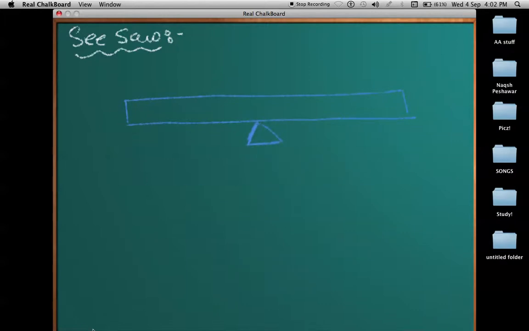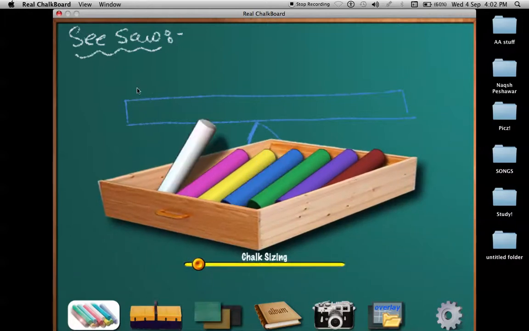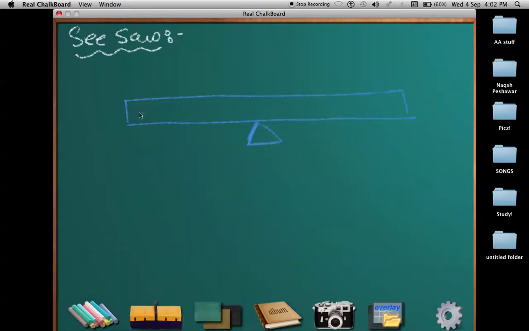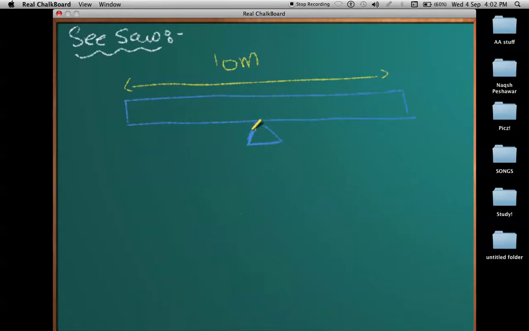Let's just say this is a 10 meters seesaw here. And the question says that the pivot is at the midpoint of the seesaw. This would automatically mean, or it should click to you, that this is 5 meters away from this point. This is at the 5 meters mark because 10 divided by 2 is 5 meters. So if it's midway between the seesaw, it's 5 meters definitely.